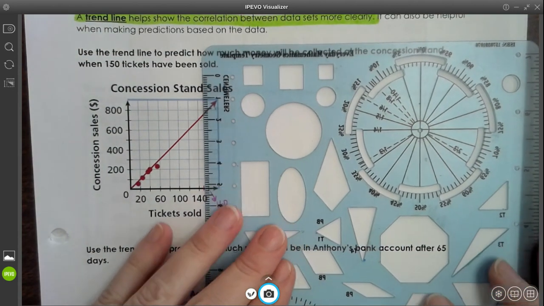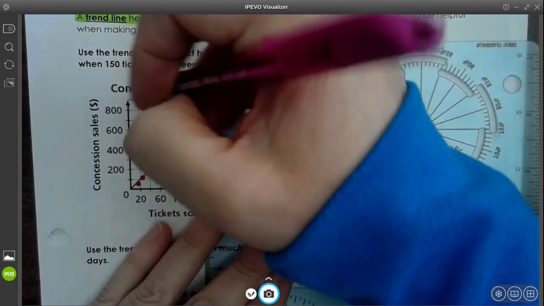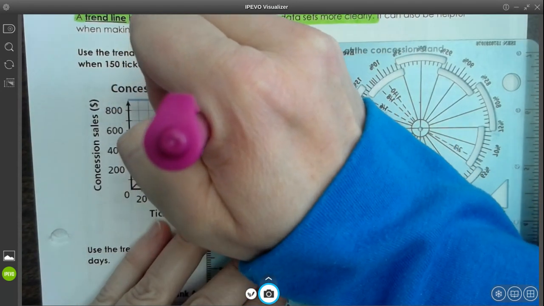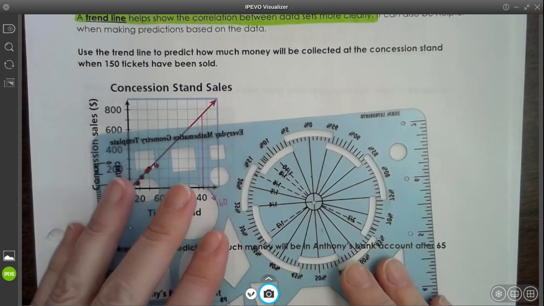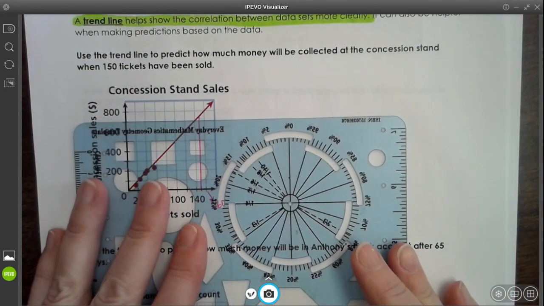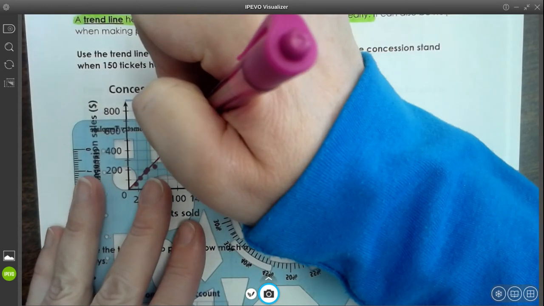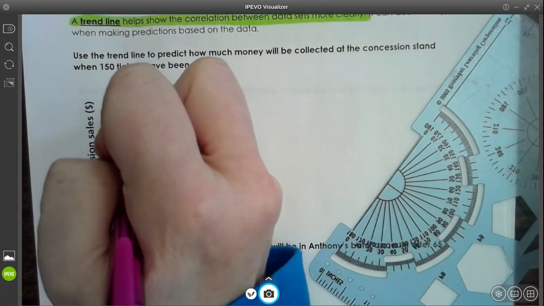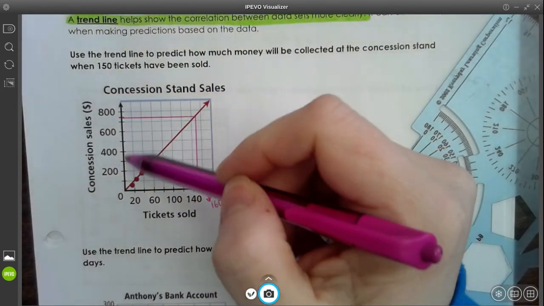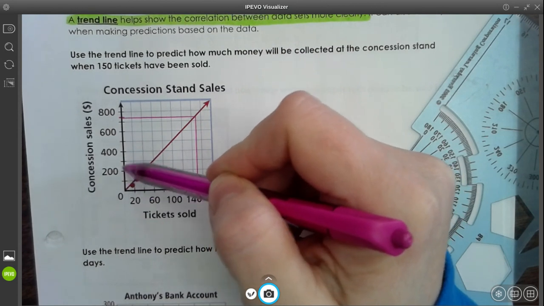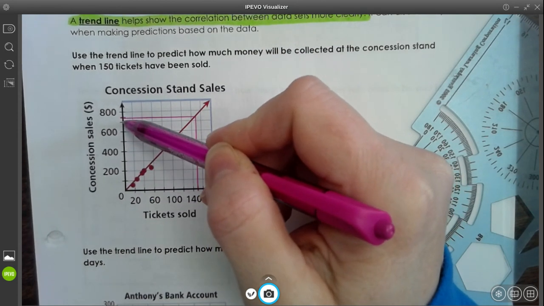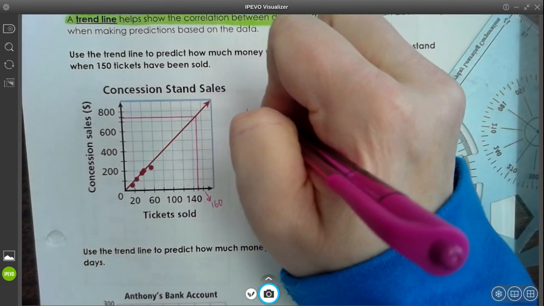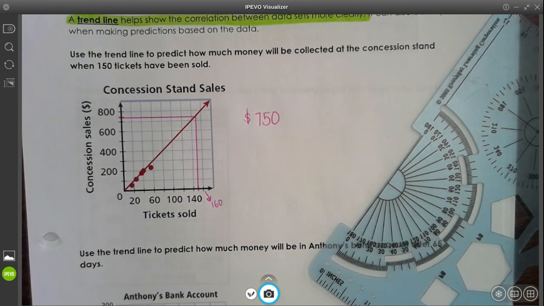To use this line to make a prediction, I'm going to follow this up to the trend line, and then I'm going to go over to the y-axis and see about what that value is. Right here is going to be the answer to the question. I am counting by hundreds here: 100, 200, 300, 400. So this is going to be 700. So I'm somewhere between 700 and 800. I think a $750 estimate is probably a good estimate.